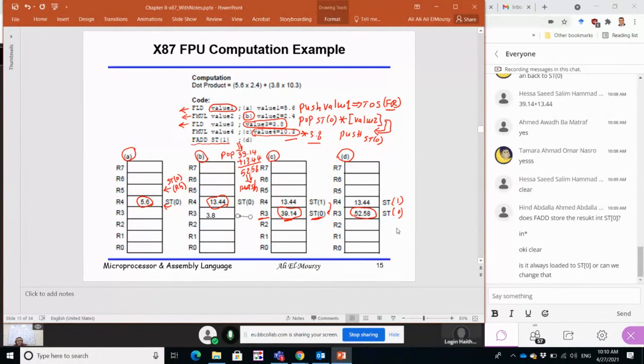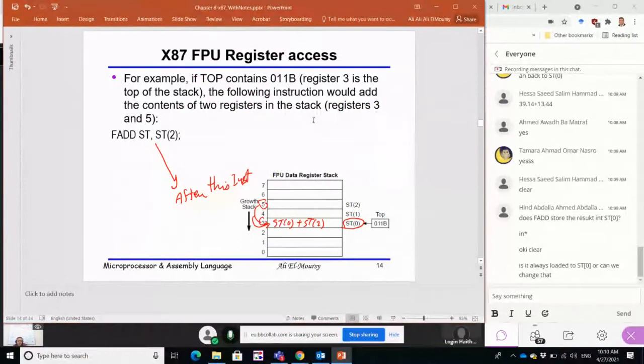You can change that. There are different addressing modes here. If you provide only one operand for the floating point instruction, that means it will automatically use the default addressing mode, which involves pushing and popping with ST0. But you can override that, as in the example we mentioned here, where I already provided two operands. So there is significant flexibility in the addressing modes for floating point instructions.